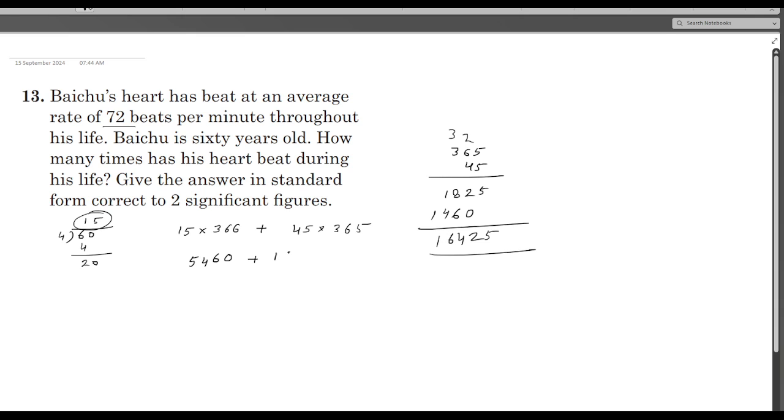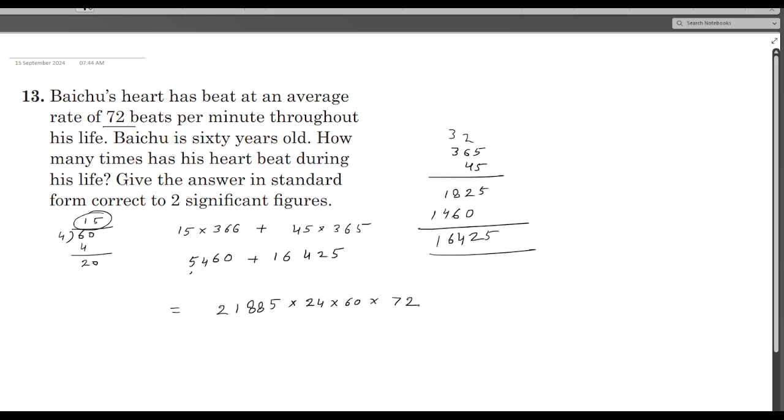So here it is 16,425 and here it is 5,460. So their sum will give me 5 plus 0 is 5, 2 plus 6, 8, 4 plus 4, 8, 5 plus 6, 11, and this is 2. So 21,885 days.